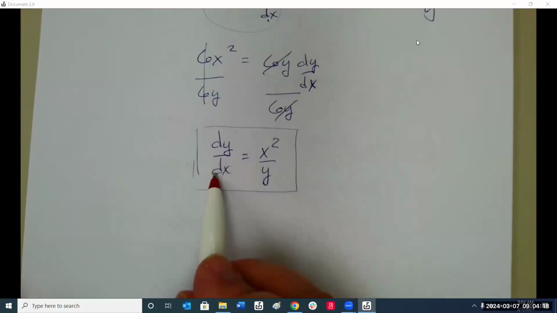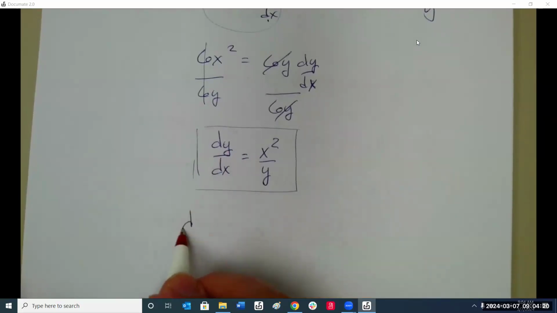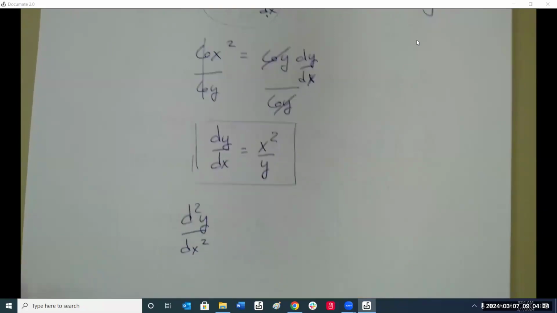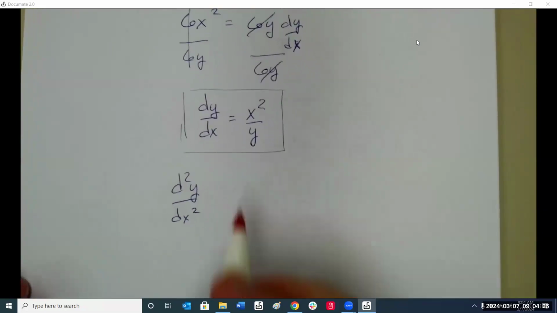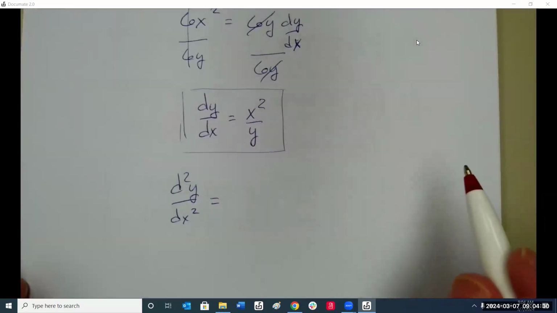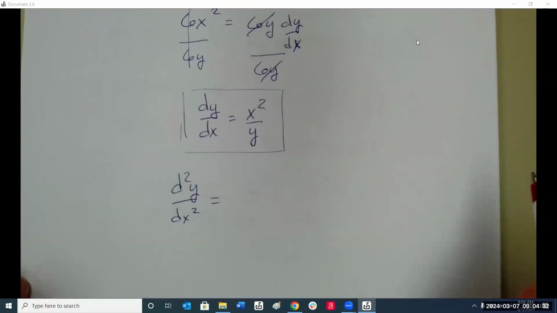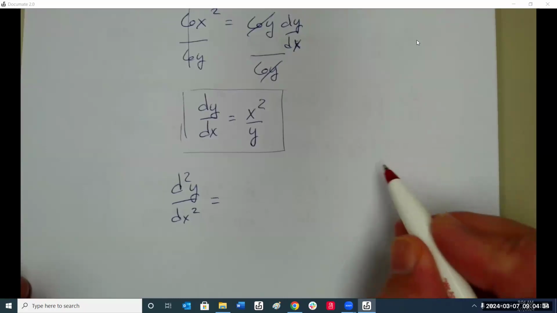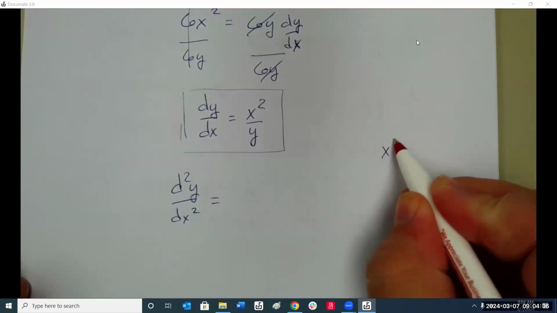So the derivative of dy/dx is d squared y/dx squared. That's the second derivative. Now we're going to take the derivative of this part, which will use what rule? Quotient rule. So we have x squared.